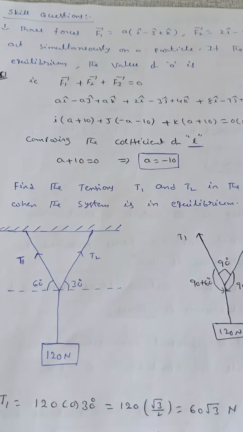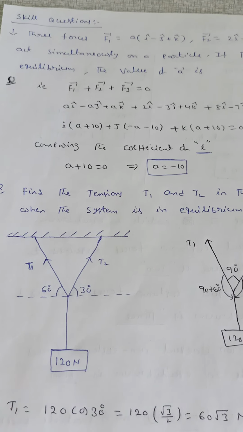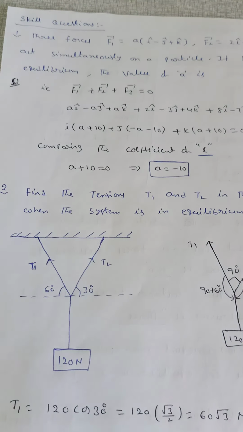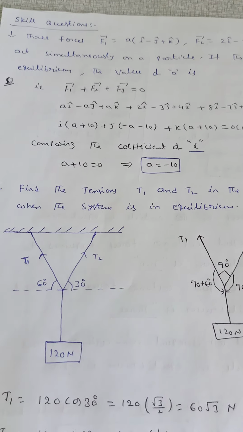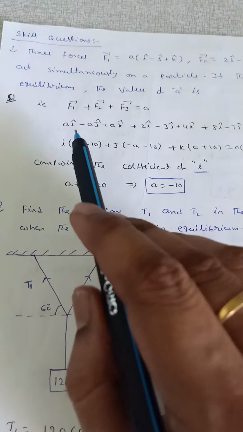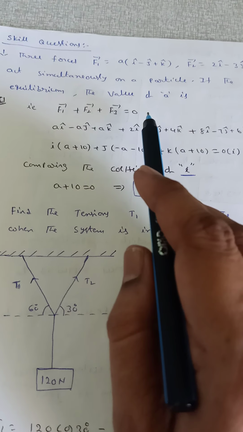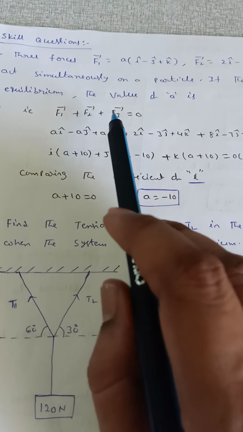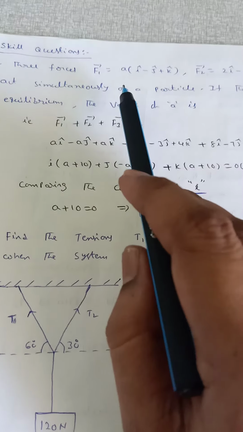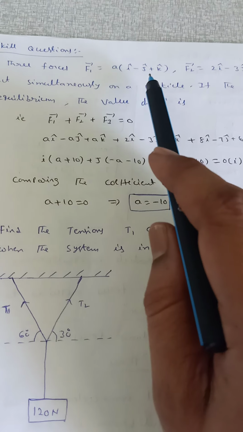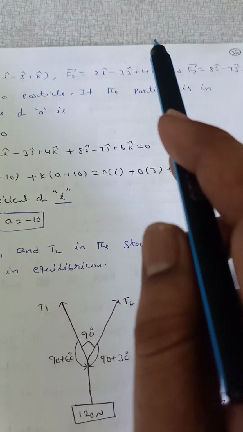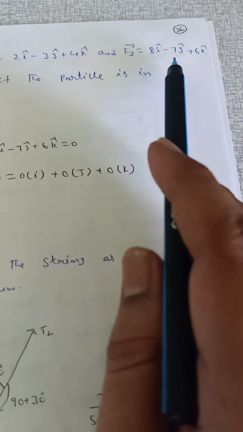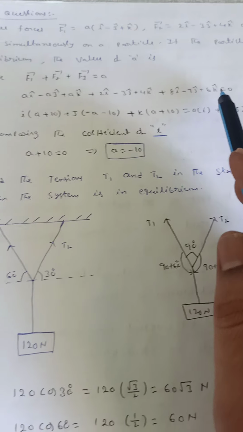Suppose F1, F2, F3 are the three forces acting simultaneously on a particle, then by the law of equilibrium of forces, the sum of the forces is equal to 0. F1 bar plus F2 bar plus F3 bar is equal to 0. That means A I cap minus A J cap plus A K cap plus 2I cap minus 3J cap plus 4K cap plus 8I cap minus 7J cap plus 6K cap is equal to 0.